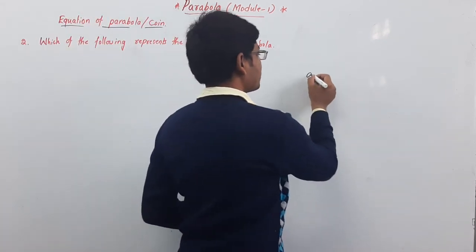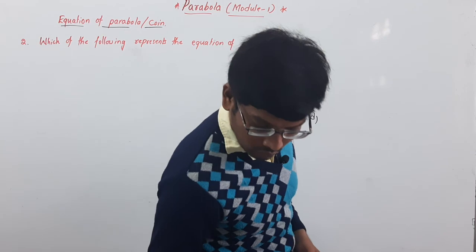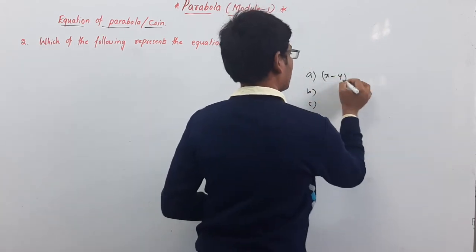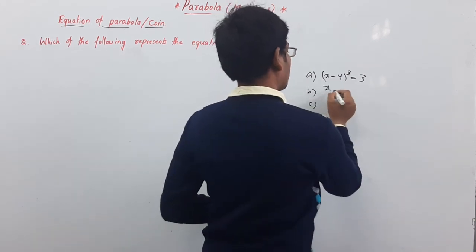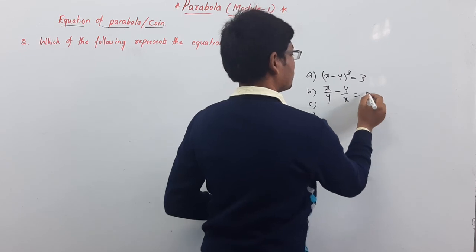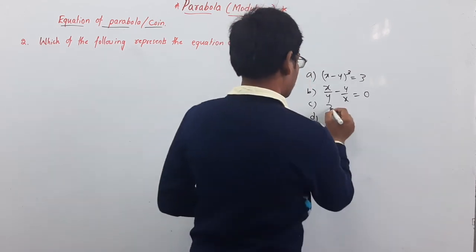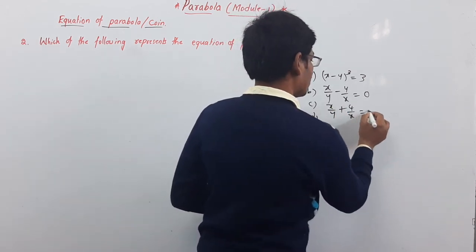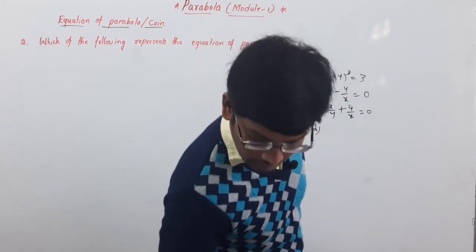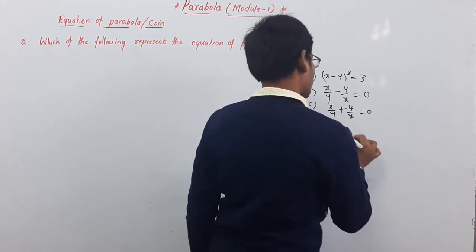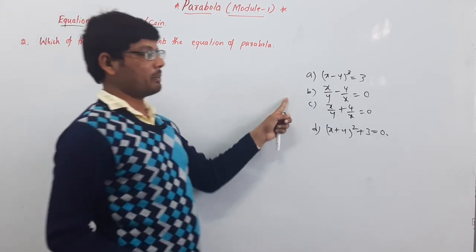The first option is (x minus y) whole cube is equal to 3. The second option is x by y plus y by x is equal to 0. The third option is x by y plus 4 by x is equal to 0. And the final option is (x plus y) whole square plus 3 is equal to 0. Which of the following is the equation of a parabola, he is asking.